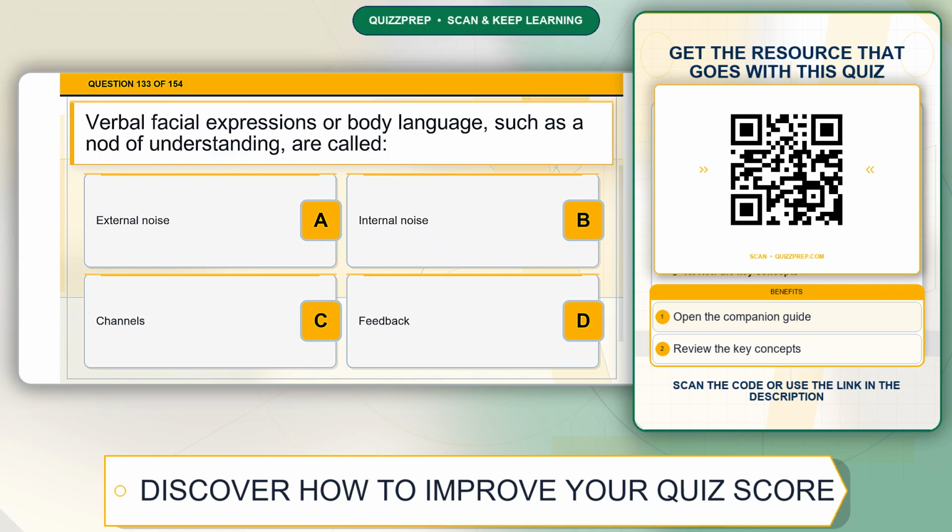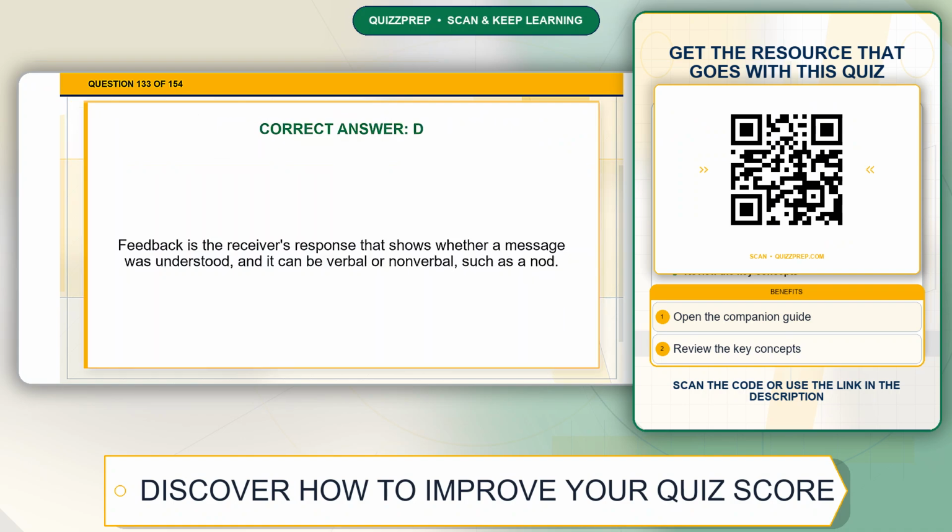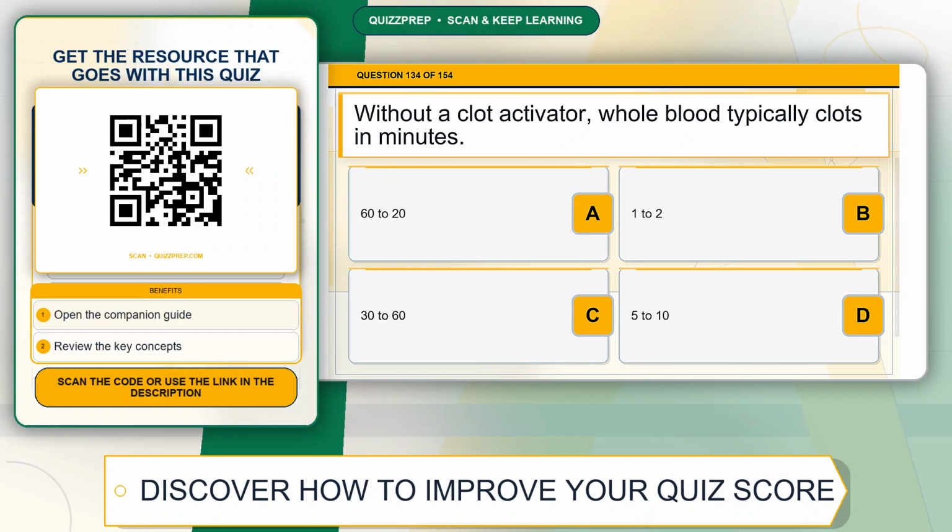Question 133. Verbal facial expressions or body language, such as a nod of understanding, are called option A, external noise, option B, internal noise, option C, channels, option D, feedback. The correct answer is option D, feedback. Explanation. Feedback is the receiver's response that shows whether a message was understood, and it can be verbal or nonverbal, such as a nod.